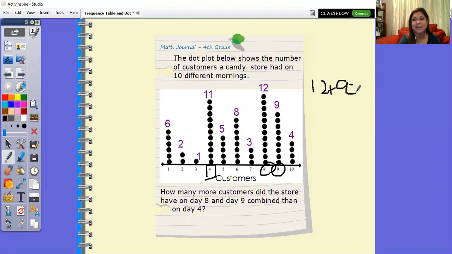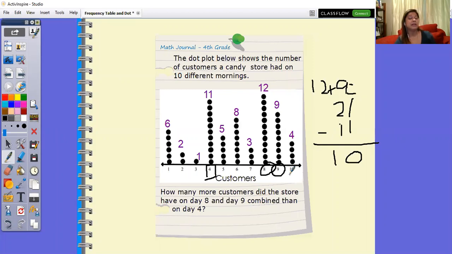Using my mental math, I know that this is 10, 11, 10, 20, and then 21. And my day 4 was 11, so I've got 11 right here, and I can go ahead and subtract, and my answer is 10 more. So my number was not a 1-digit number. It was actually a 2-digit number, but you always want to try and do the mental math and try to come up with an answer.